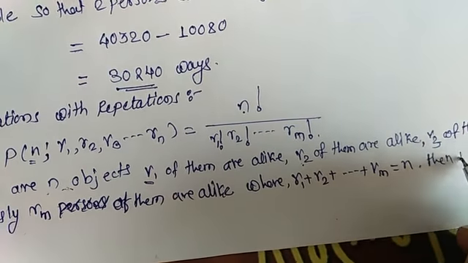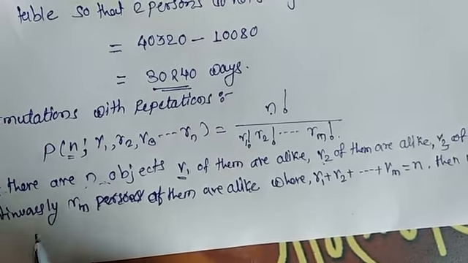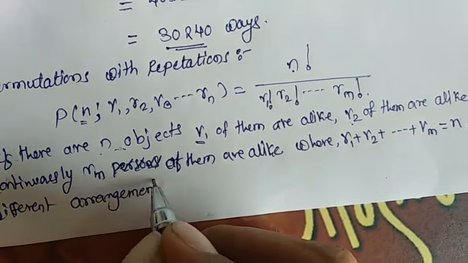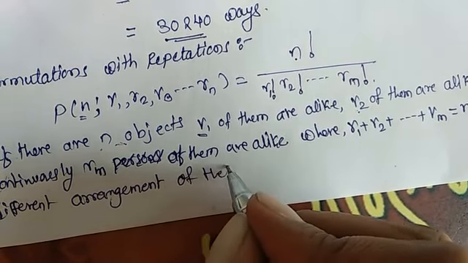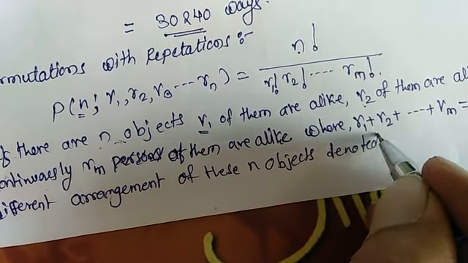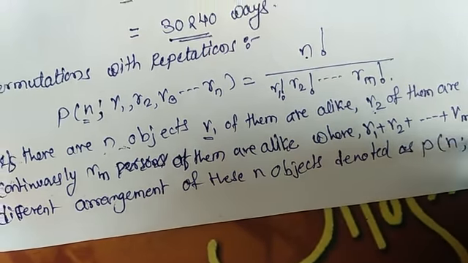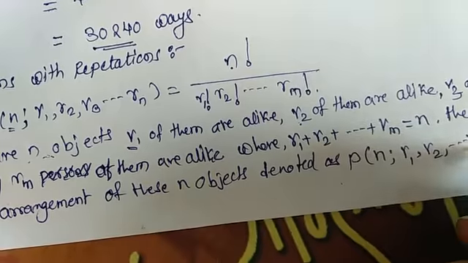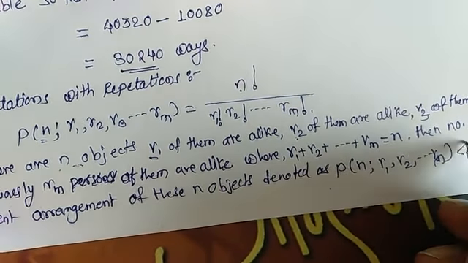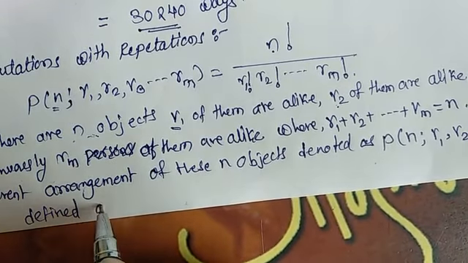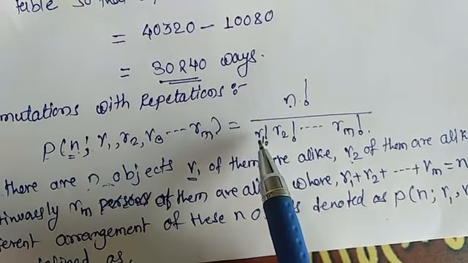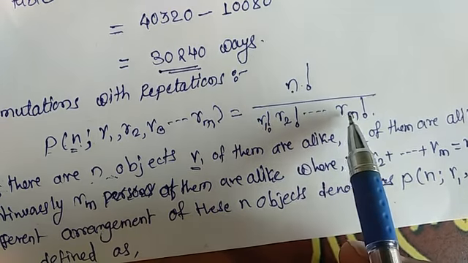Then the number of different arrangements of these n objects is denoted as P of n; r1, r2 up to rm, and is defined as n factorial upon r1 factorial into r2 factorial up to rm factorial.